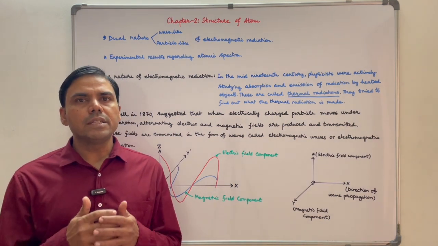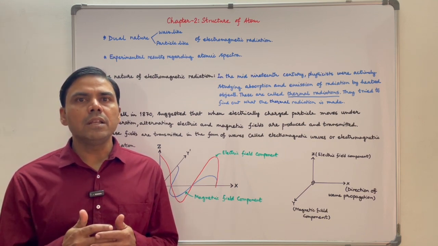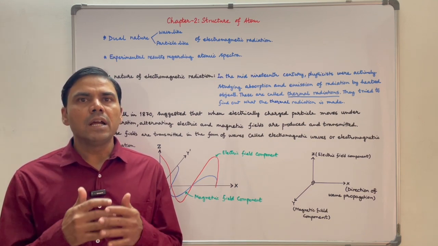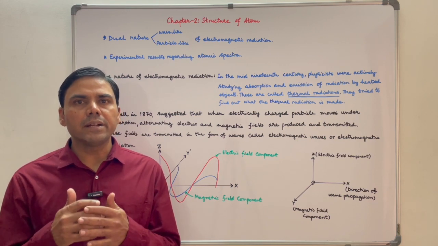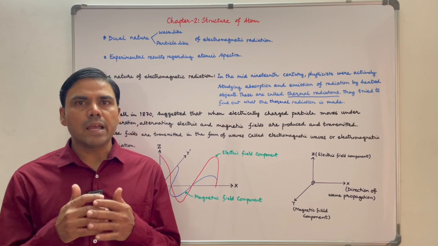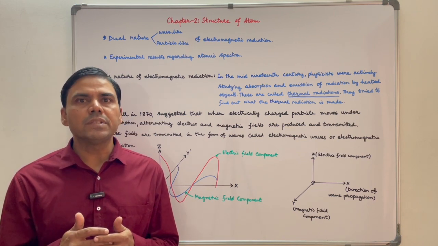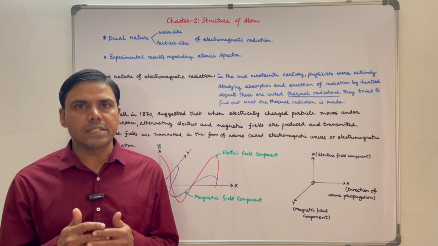Meanwhile, a scientist named Maxwell suggested that when electrically charged particle moves under acceleration, alternating electric and magnetic fields are generated and transmitted. This transmission happens in the form of waves, known as electromagnetic waves or electromagnetic radiation.